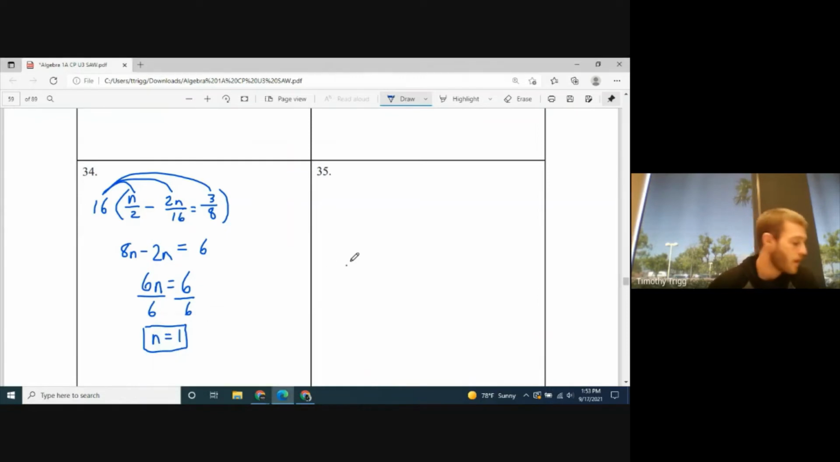Okay, 35. Here we have b thirds plus 1/8 equals 19. So what would be the lowest common denominator for the thirds and eighths? What would be a number that's divisible by 3 and also divisible by 8? So the answer here would be 24. We're going to multiply by 24 because it's divisible by 3 and also divisible by 8.